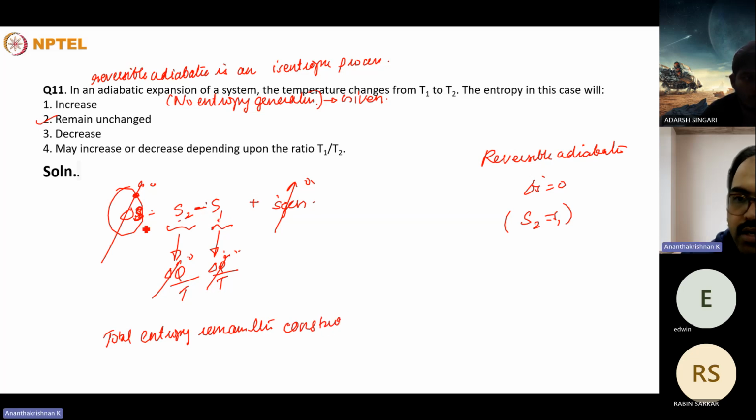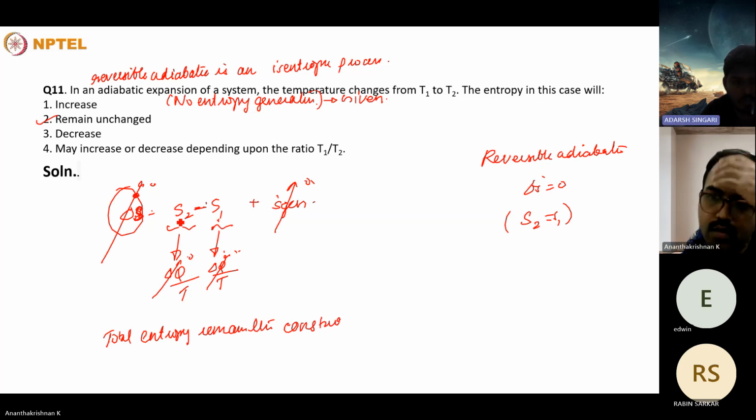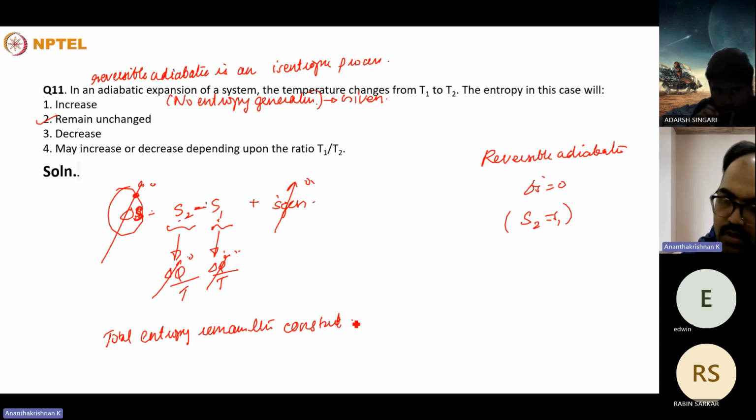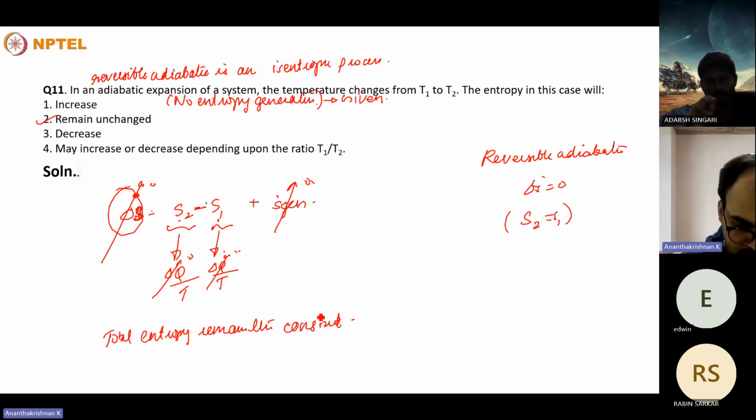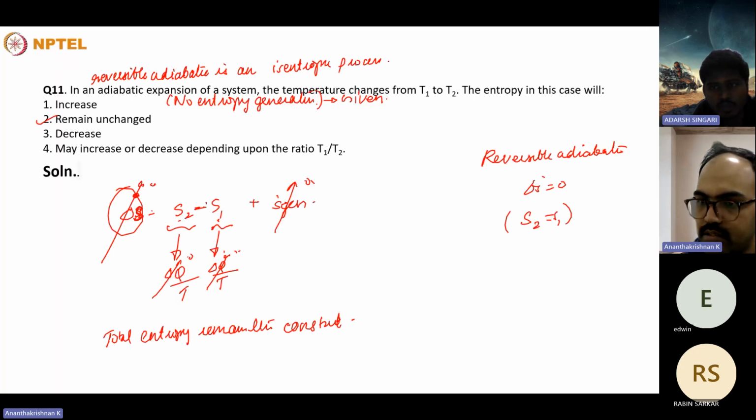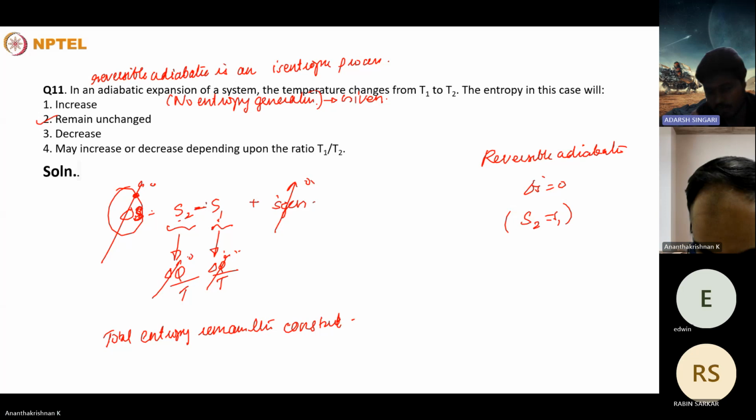So this is inlet and outlet. So S at a future time and S at a previous past time will remain a constant if this is the case. Okay, sir. Yes, that completes this.